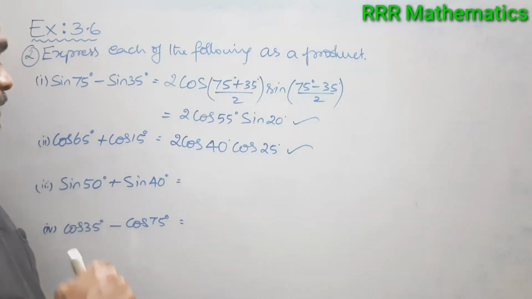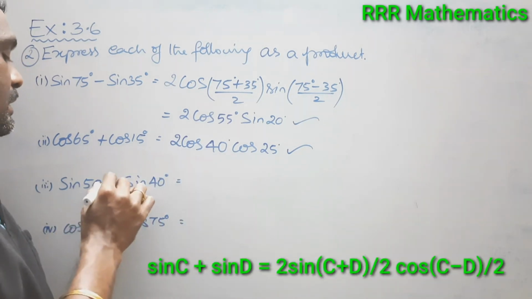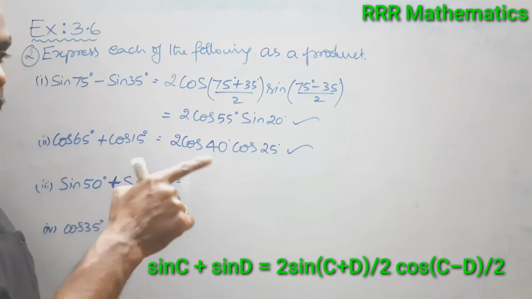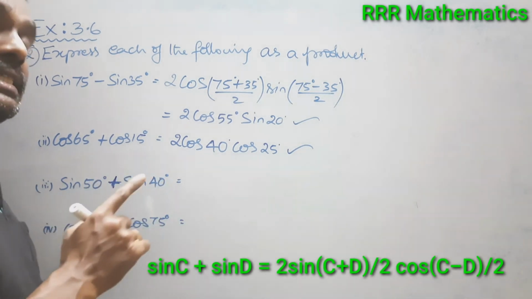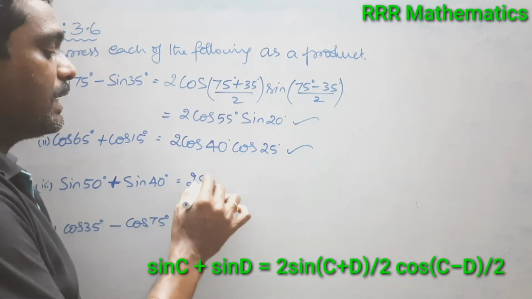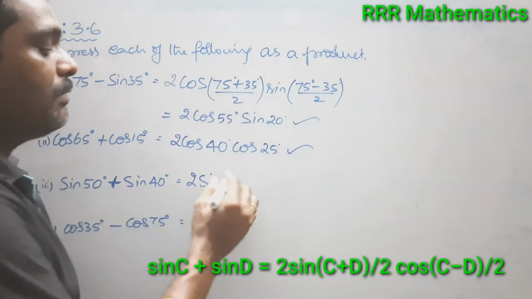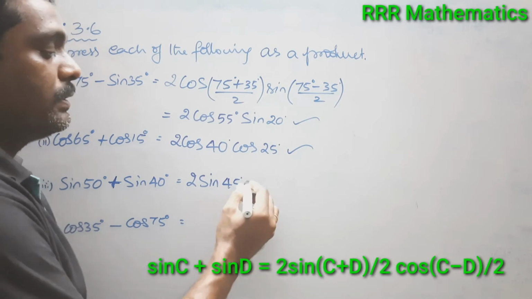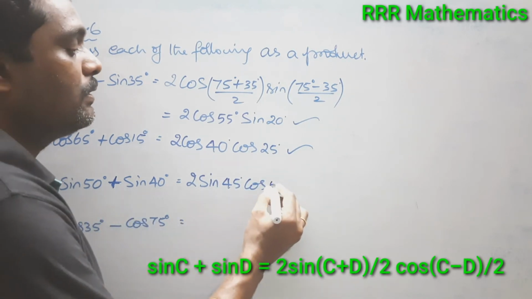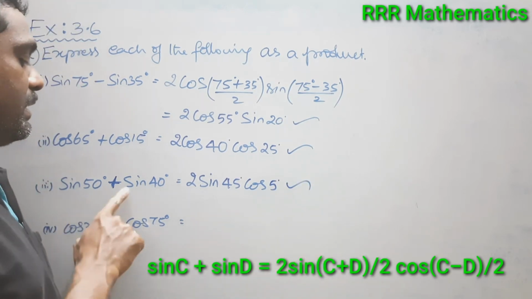Got it? Here, sin C plus sin D. What is the formula for sin C plus sin D? The formula for sin C plus sin D is 2 sin (C plus D) by 2 into cos (C minus D) by 2. 50 plus 40 is 90, 90 by 2 is 45, into cos (C minus D) by 2. 50 minus 40 is 10, 10 by 2 is 5. That's all. Very simple.